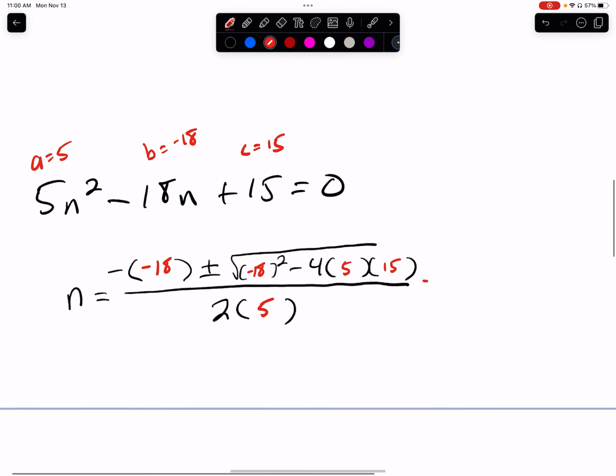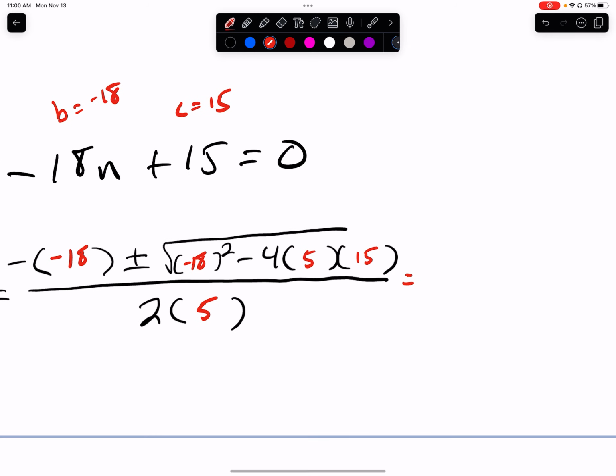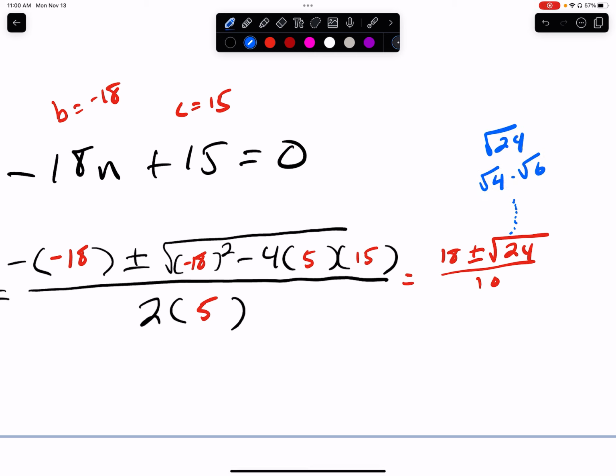So what this turns into is the opposite of -18 is +18 plus or minus the square root of 24 divided by 10. Now, the square root of 24 can be simplified, all right? So we've got to do a little side math up here. The square root of 24 is really the square root of 4 times the square root of 6. And if you can remember that we've got to simplify because the square root of 4 becomes 2 radical 6. So what this simplifies to now is 18 plus or minus 2 radical 6s divided by 10.